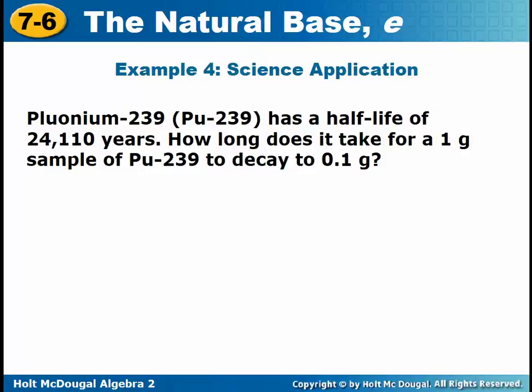All right, plutonium-239 has a half-life of 24,110 years. How long does it take for a 1 gram sample of this to decay to 0.1 grams?